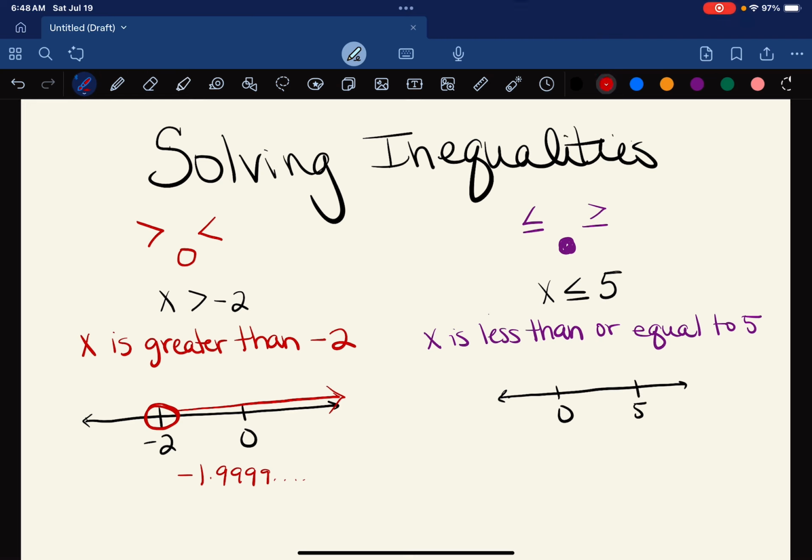The next inequality says x is less than or equal to 5. Because of the or equal to, our circle is going to be shaded in. We can use +5 as part of our solution. Now, less than means we're just shading everything to the left. It's everything below, everything less than +5. And I draw an arrow on the end to show we're going forever. So those are your little basics there.